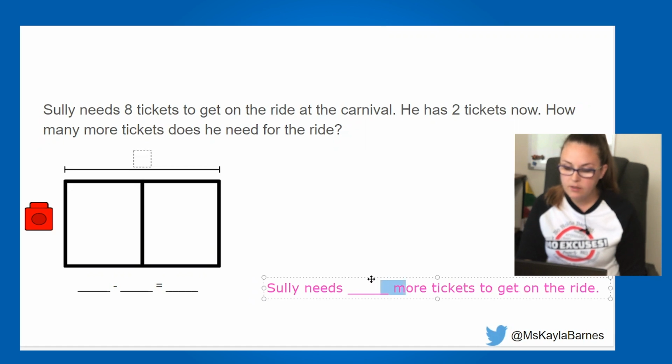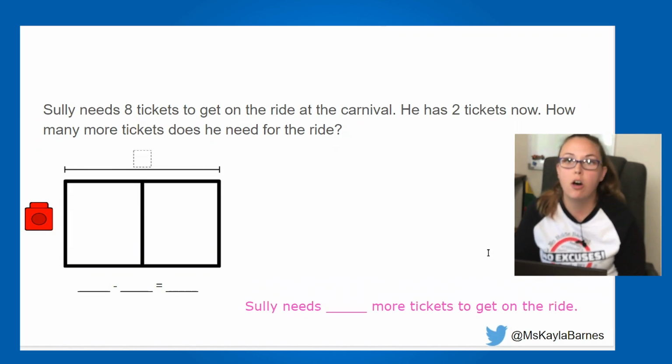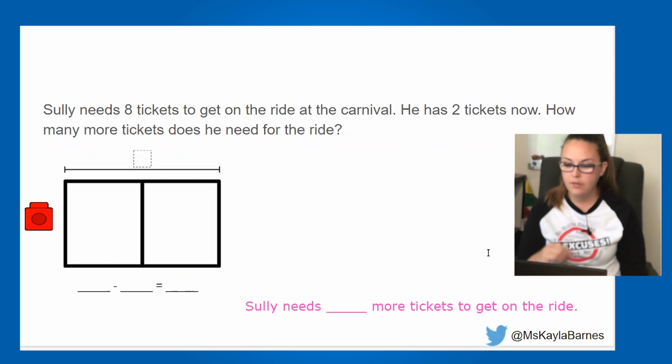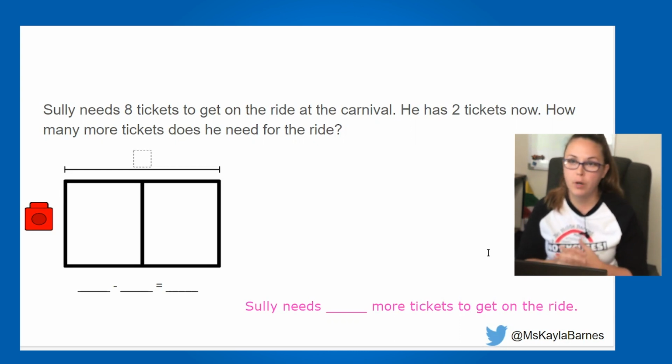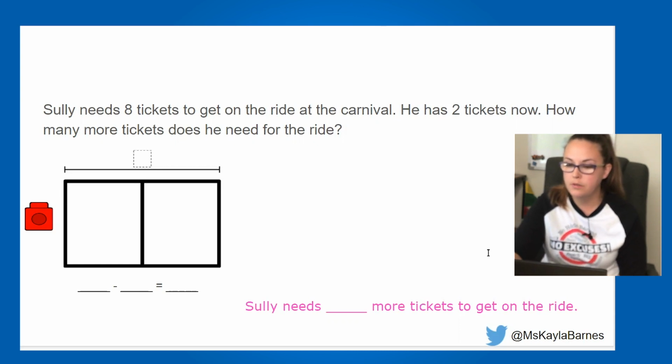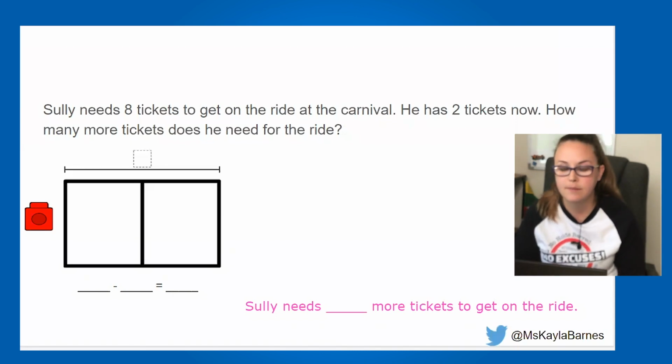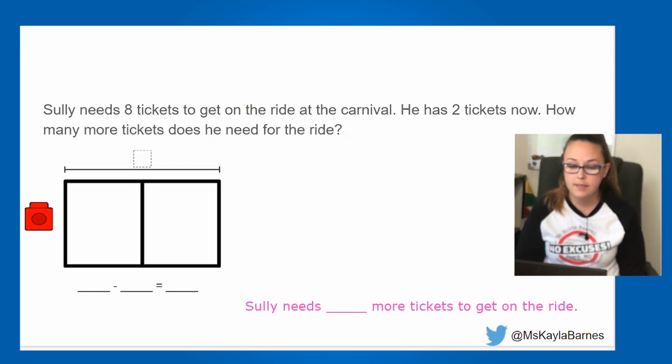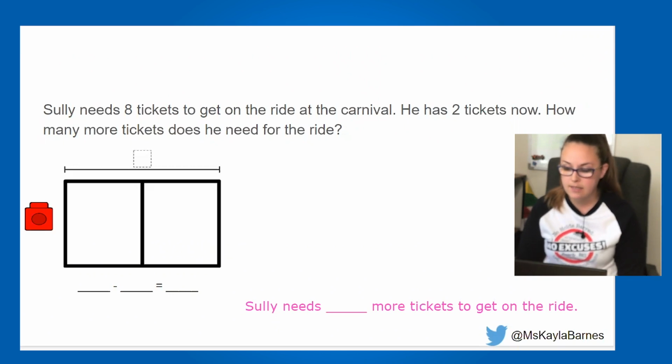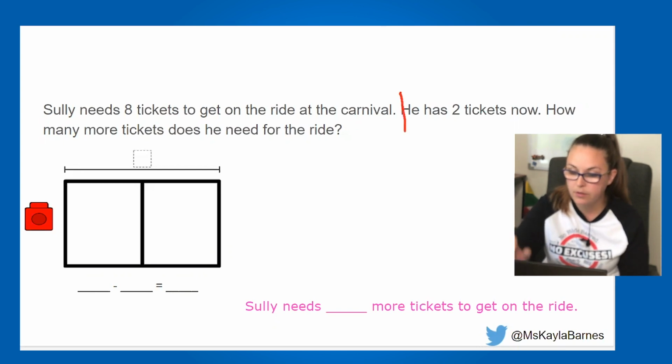And we leave the blank there so that we know we have something to solve. Okay. Now the next step in our process is for us to go back, stopping at each punctuation mark and figuring out how to model that part of the problem. So that's what we'll do here. The first thing is we'll go back and we will read sentence by sentence. So starting with the first sentence, Sully needs 8 tickets to get on the ride at the carnival. And there's a period, so we're going to stop there.